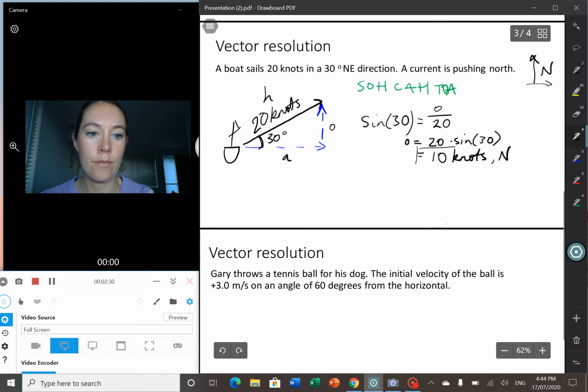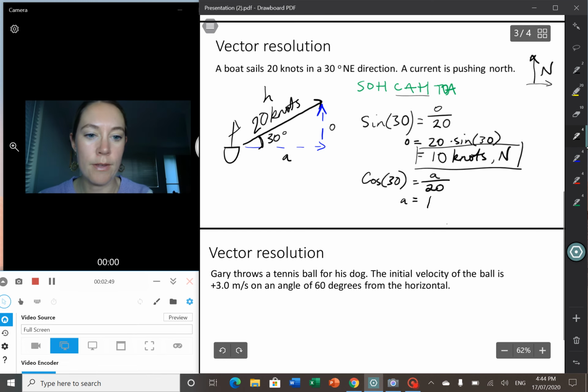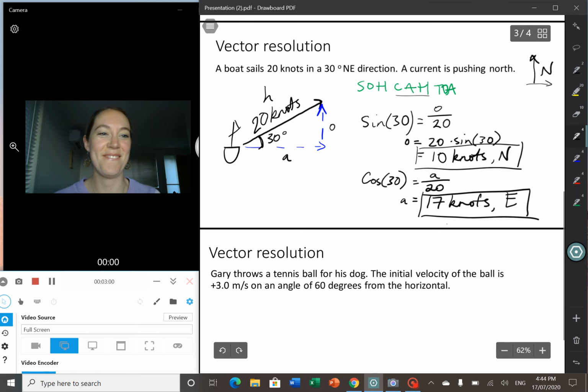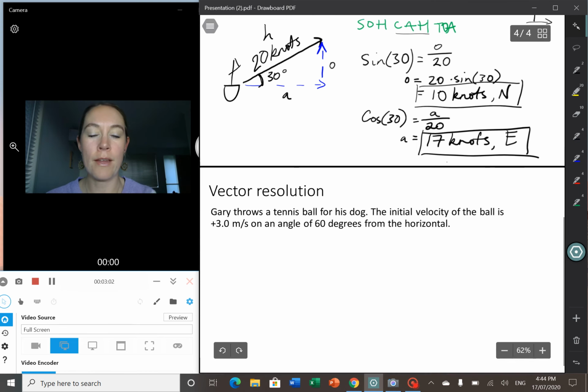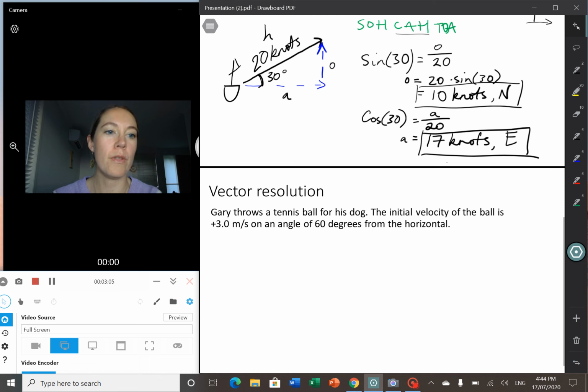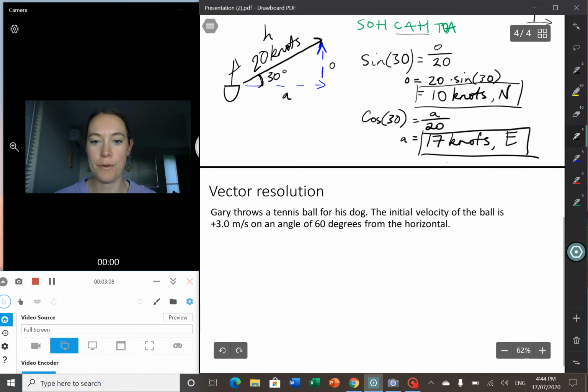So the current's travelling at a velocity of 10 knots north. And to find the length of my adjacent side, I'm going to use cosine. So cos 30 is equal to the adjacent side over 20 knots. So the adjacent side is 20 times cos 30, which is going to give me 17 knots. And the direction is east. Easy.